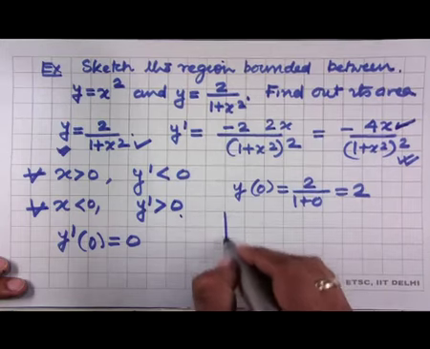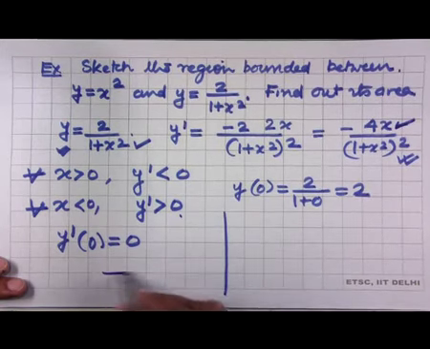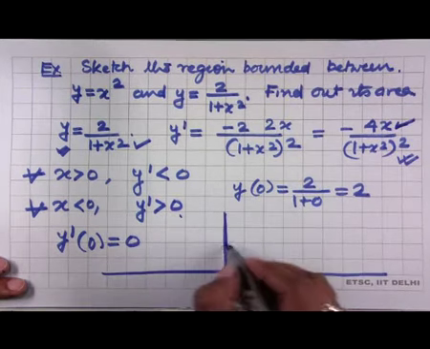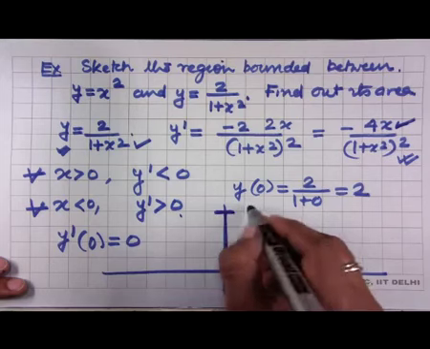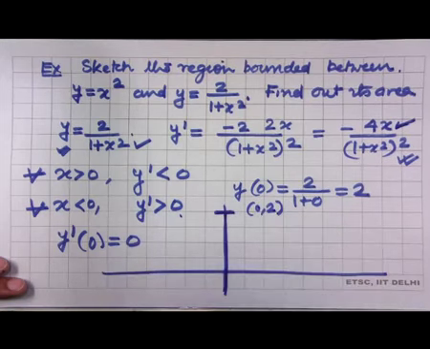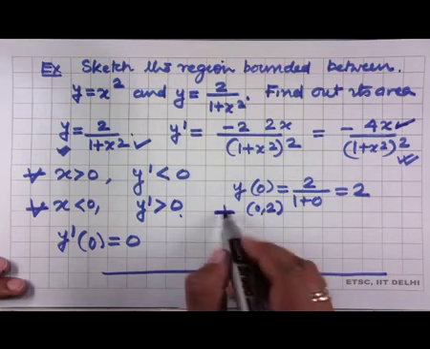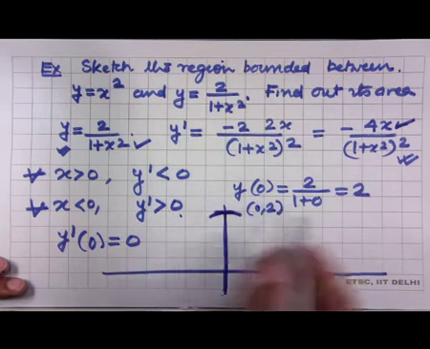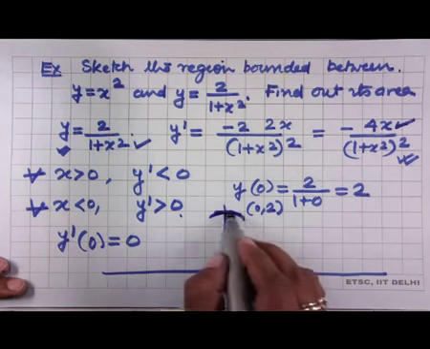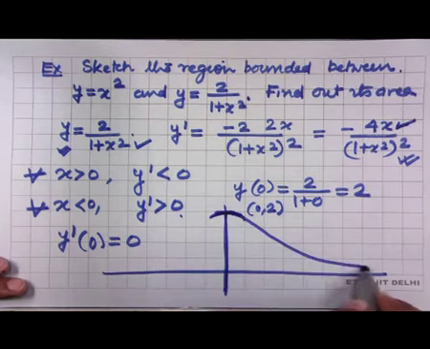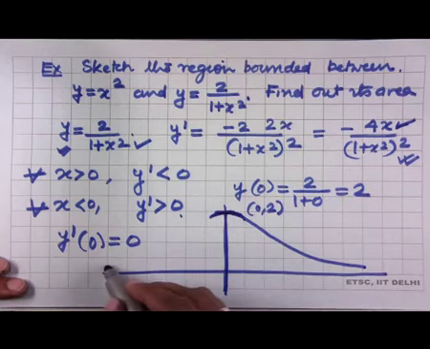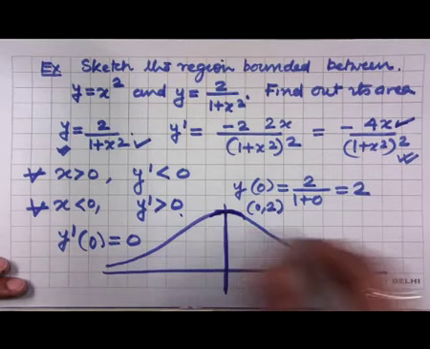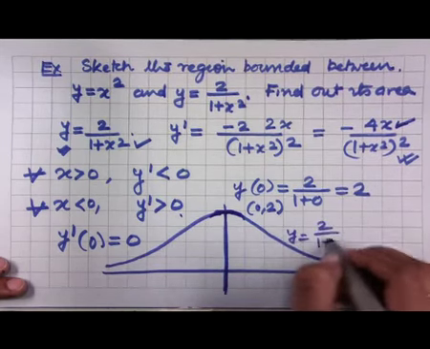So, let us plot this. At 0, the function value is 2, that is the point 0 comma 2. At 0, the tangent is parallel to x axis. So, the curve is like this. For positive x axis, it is decreasing, and for negative x axis, it is increasing. So, this is the curve y equals 2 upon 1 plus x square.